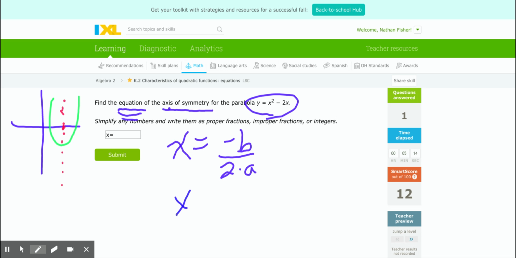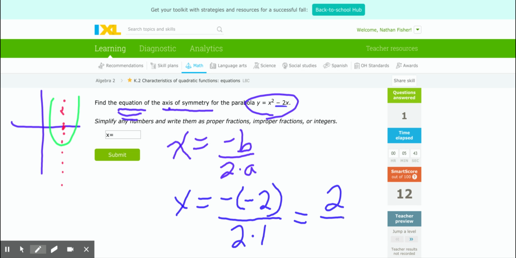I'm going to have x equals negative. My b value is the one that's next to the x term, so I'm going to have a negative of a negative 2 because of that minus sign. On the bottom, I'm going to have 2 times a. If I don't see anything in front of here, but I still have the term, it's a 1. So on top, a negative and a negative is going to give me a positive 2, and 2 times 1 on the bottom is also 2. Anything over itself is going to give me 1. So because it's an equation, that's why I have the x equals there, and I'm going to put x equals 1.